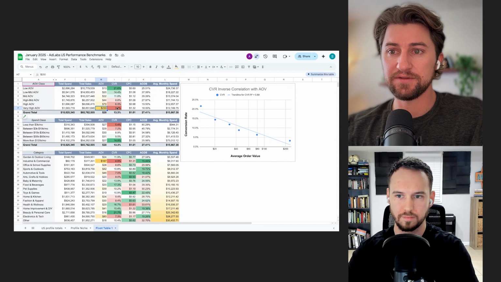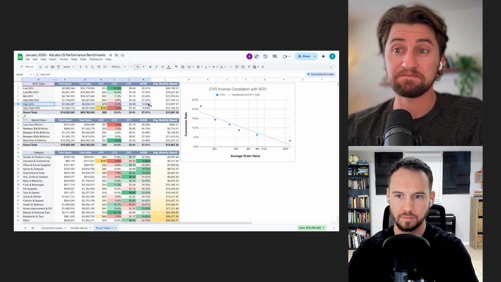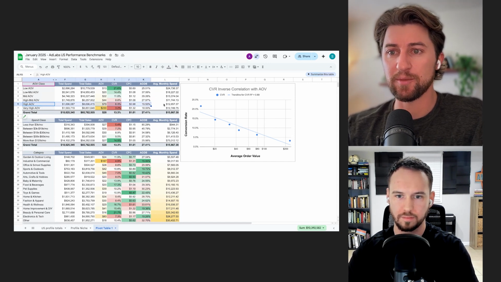Average order value of 230. But yeah, this high AOV section, being in that 60 to $120 range, that could be a great sweet spot opportunity. But yeah, just something to compare yourself against.